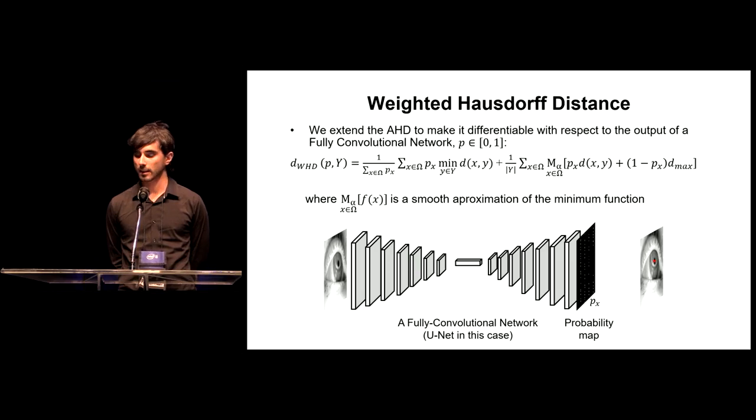This way, we get a loss between the output of the network and the true set of locations. Another thing we do is replace the minimum, which is not differentiable, with a smooth approximation controlled by the parameter alpha. You can use this loss function as a plug-in replacement in any fully convolutional network, as long as it returns a probability map of the same size of the input image. In our case, we just use UNet.